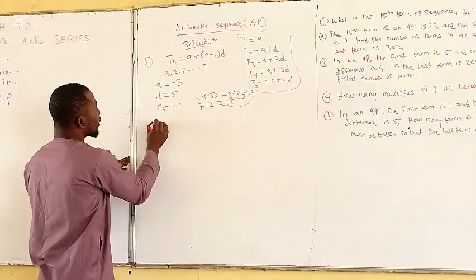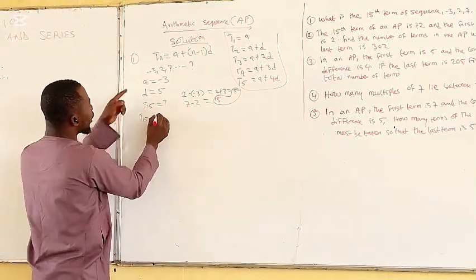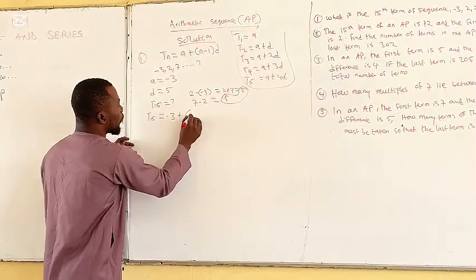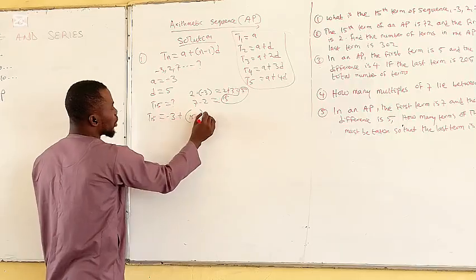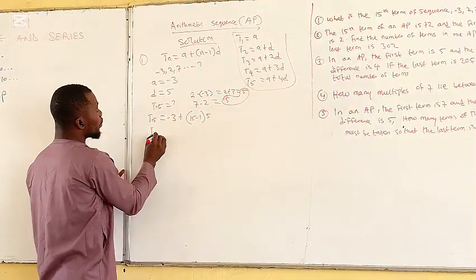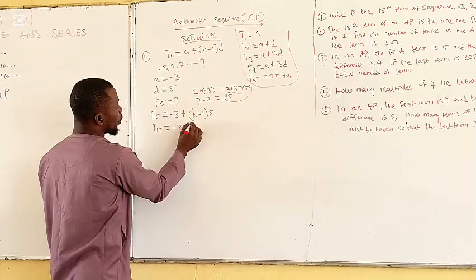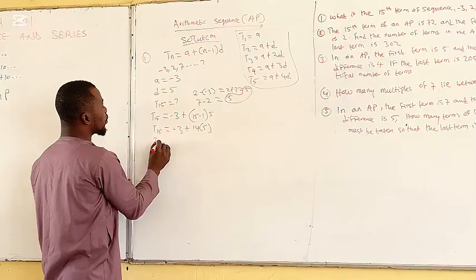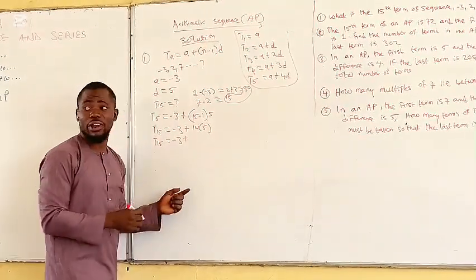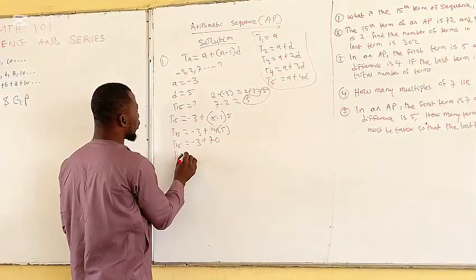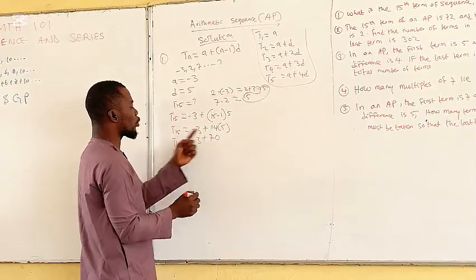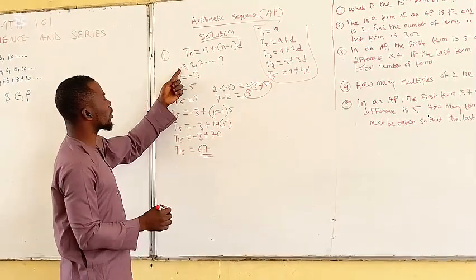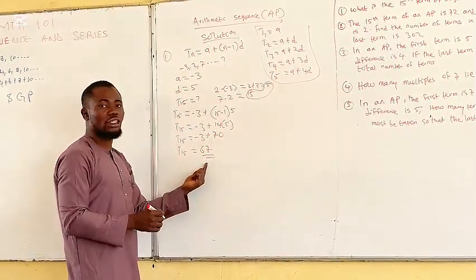Using the formula, T50 will be equal to our a, which is -3, plus the bracket of the number of terms we are looking for, our n, that is 50 minus 1, multiplied by our difference, which is 5. So T50 equals -3 plus 49 times 5, which is 245. So our T50 will be equal to -3 plus 245, which gives us 242. So the 50th term of this sequence -3, 2, 7 is 242.